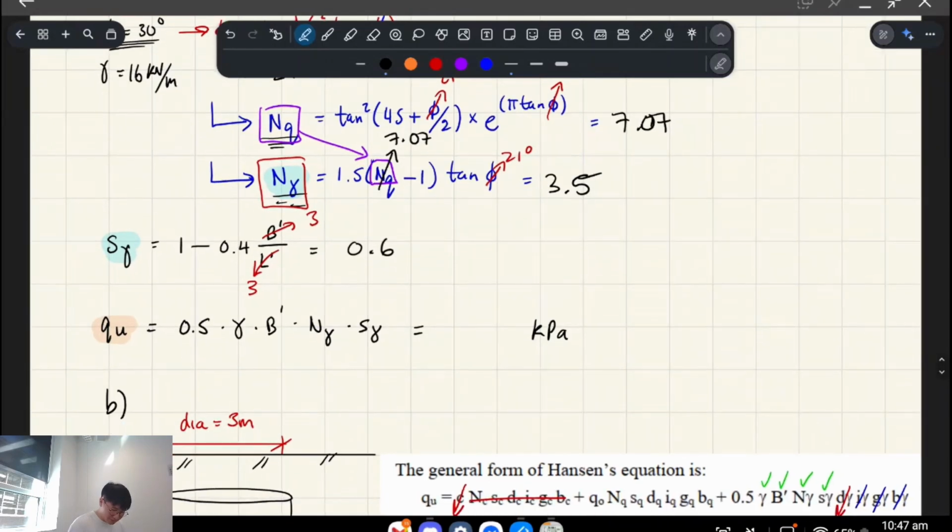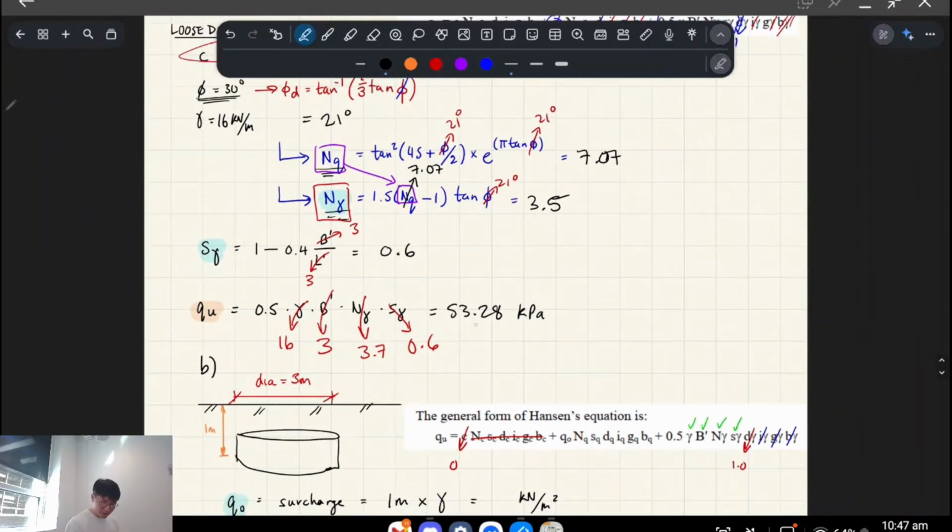And QU is our ultimate bearing pressure, right? So we're plugging in the unit weight, the width, and the factors we calculated, which gives us 53.28 for our ultimate bearing pressure.